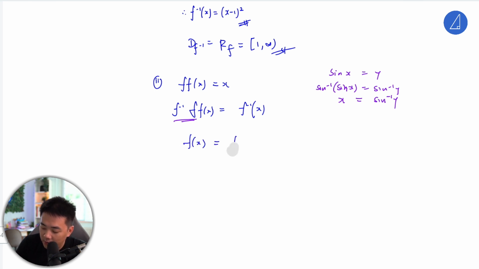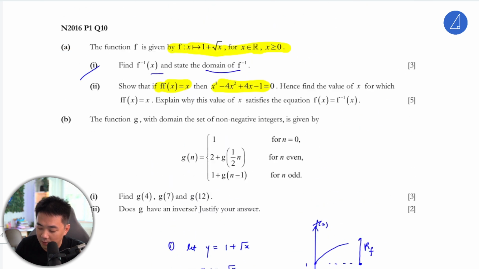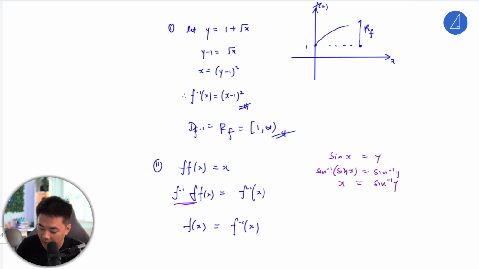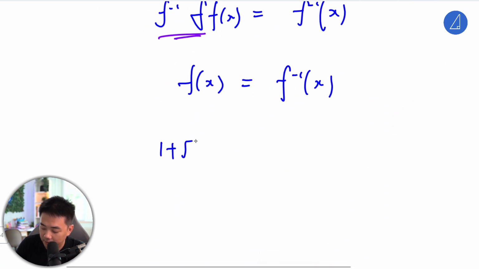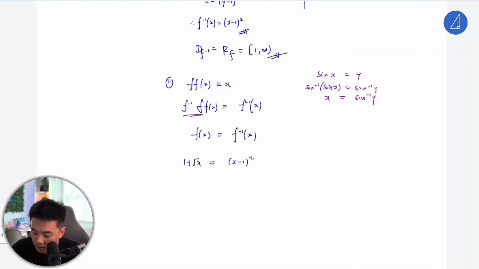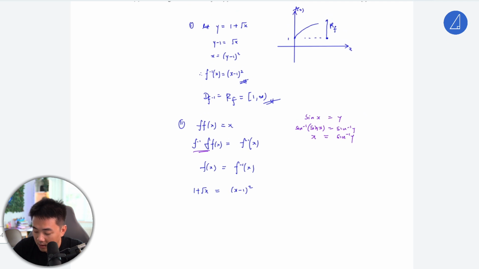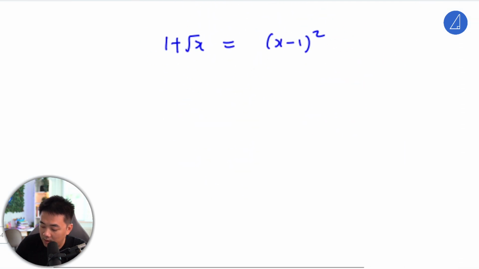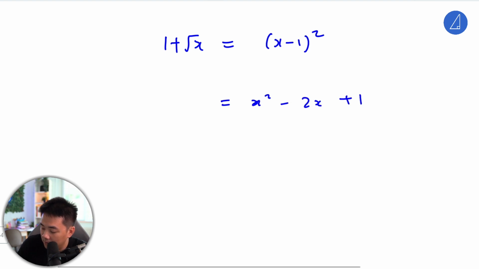The reason why I'm doing this is because I'm a bit too lazy to expand it, so I just let my f of x be 1 plus root x. Then my f inverse x, I'll just let it be what we found just now, which is x minus 1 squared. I think it's pretty okay. So then I'm just going to expand this: x squared minus 2x plus 1 plus root x. So that is root x equals x squared minus 2x.